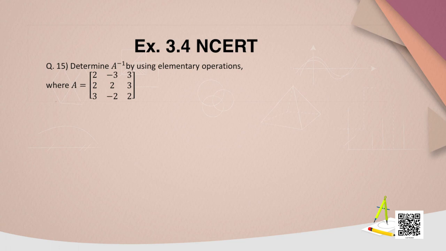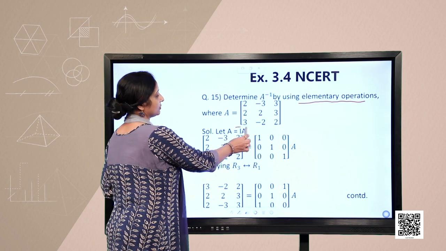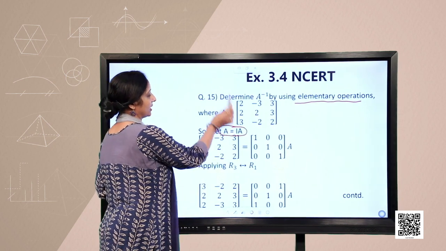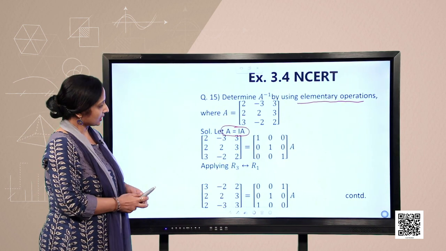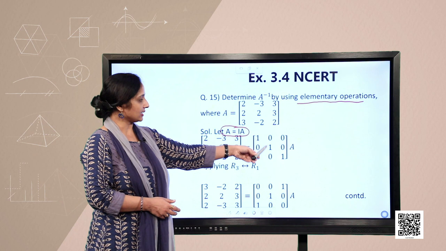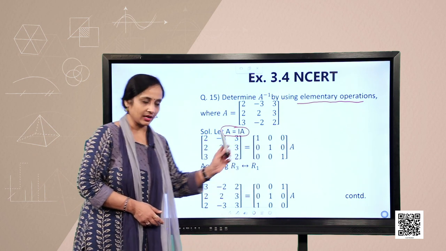So you can use elementary operations. In the question, it will be mentioned using elementary operations. It is your task, your convenience, what you wish to use, row operations or column operations. So if I'm using row operations, that means I need to write in this manner. I need to start like A is equal to I times A. Write A, write the identity matrix, and this second A will be written as it is.